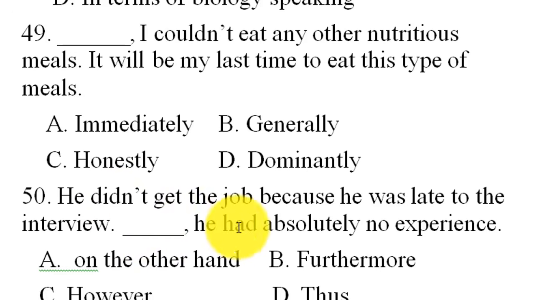Next question. He didn't get the job because he was late to the interview. He had absolutely no experience. Conjunctions ነው የጠየኳችሁ እዚህ ጋር conjunctionዎቹ ምንድን ናቸው? ዋስ conjunctive adverbs የምንላቸው ናቸው። conjunctive adverbs በዋናነት በስንት ከፍለናቸዋል?